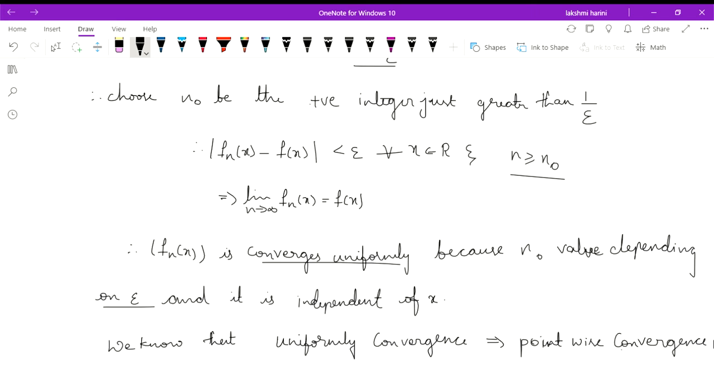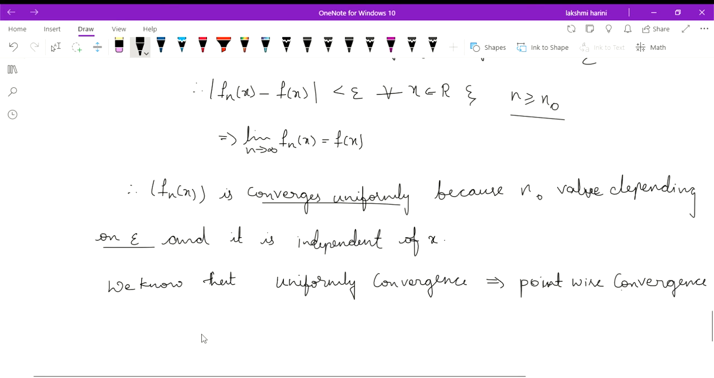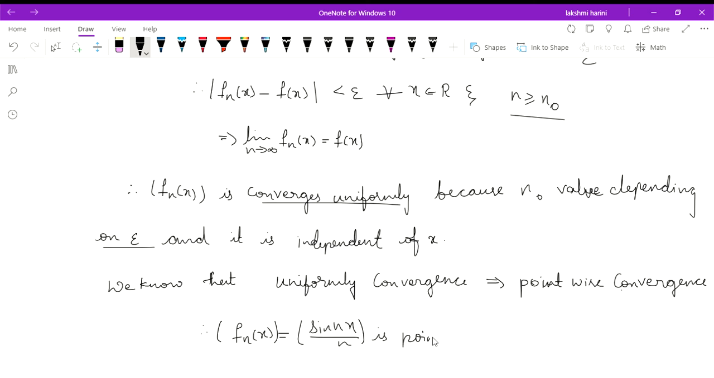Therefore you can tell that the sequence fn of x is equal to the sequence sin nx by n pointwise convergent. It is uniform convergent as well as it is pointwise convergent. Okay, this is the first problem.